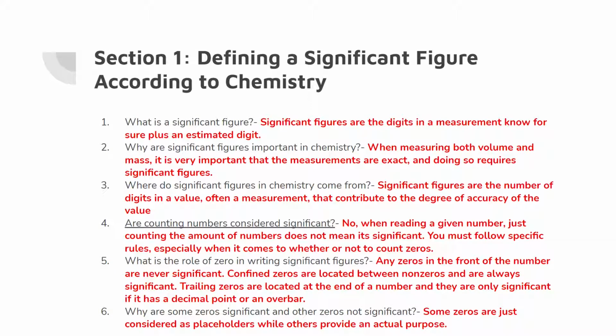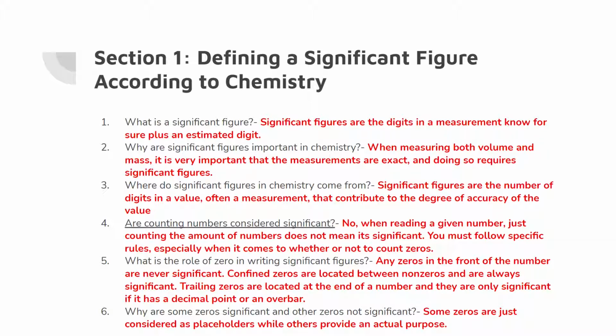To begin, significant figures are the digits in a measurement known for sure plus an estimated digit. In chemistry, significant figures are important because when measuring both volume and mass, for example, it is important that the measurements are exact, and doing so requires significant figures. These significant figures come from the number of digits in a value, often a measurement, that contributes to the degree of accuracy of the number.